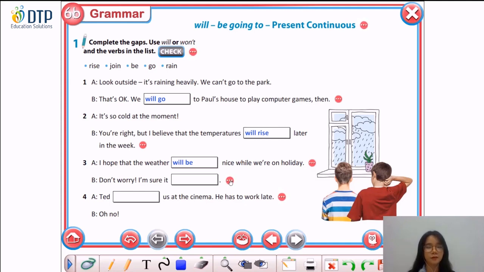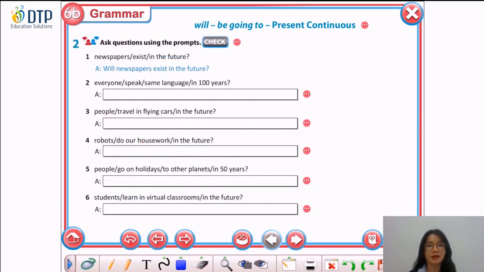Is won't rain correct? Very good. And the last one. Could you tell me the answer? Your answer is won't join. Let's check. Excellent. You have done a great job. Let's start the next exercise. In this second exercise, ask questions using the prompts.